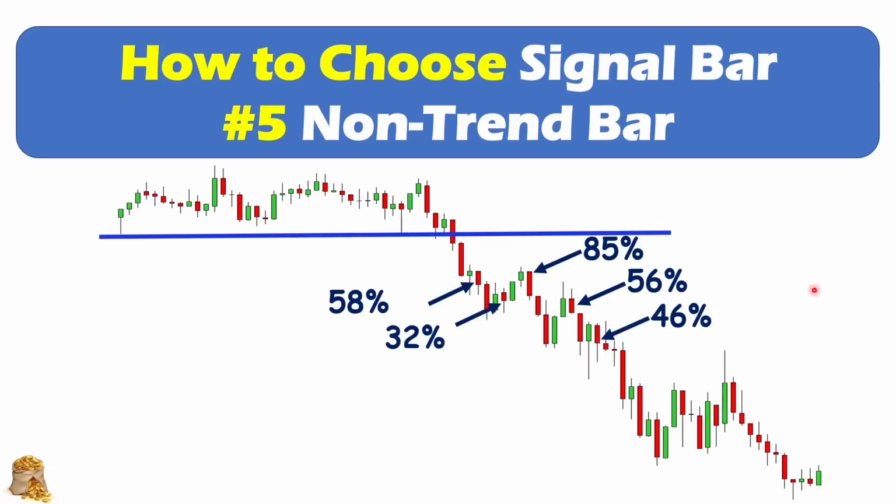So by these examples, you can see that basically the trend bar has a higher probability of leading to the start of a trend. A non-trend bar has a lower probability.